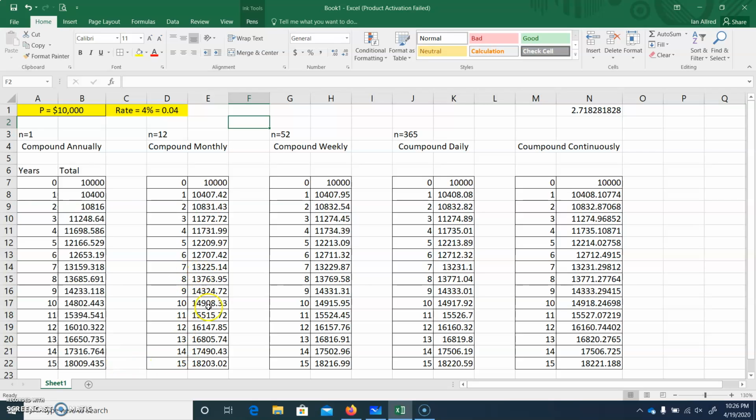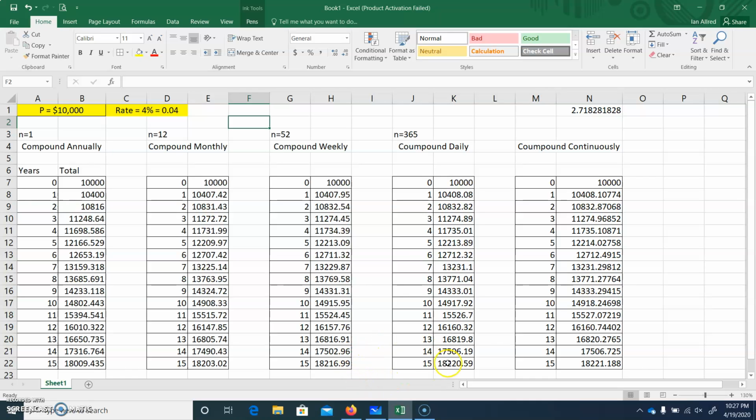Now if we do compounded monthly, that means you get interest every month. Your bank account changes every month. Okay, and you can see that this number is about $200 higher after 15 years. Compounded weekly, that would mean your bank account would change every week. Okay, so that's about $215 larger than the original, and it's about $15 higher than the monthly.